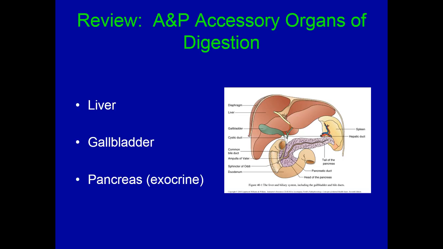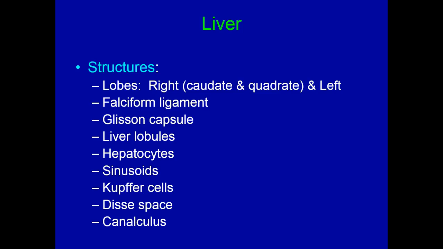So we'll go through the liver, gallbladder, and pancreas. Obviously not all today, but those are the accessory organs. And we'll start with the liver. So as far as anatomy, the liver is made up of two lobes, right and left. Right is divided into caudate and quadrate. They're divided by the falciform ligament. And the whole liver is enclosed by the Glisson capsule.